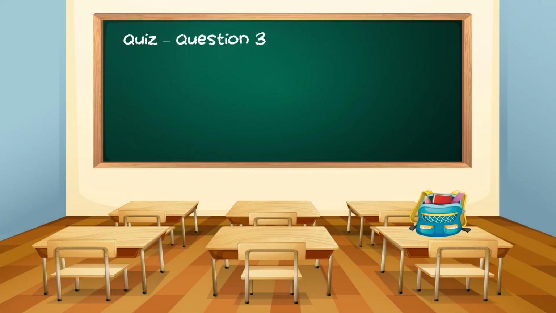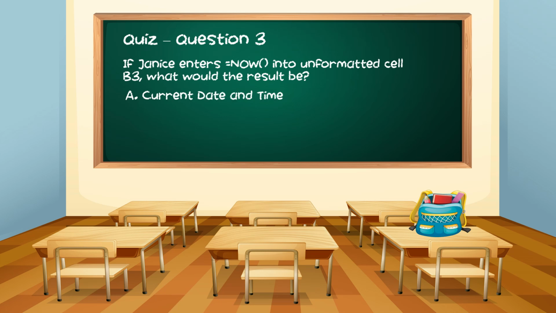Quiz question 3. If Janice enters equals now, open close parentheses into unformatted cell B3, what would the result be? The current date and time, the current date only, or the current time only? Well, it wouldn't be just the current time, and it wouldn't just be the current date. It'd be both the date and the time. Equals today enters just or just displays the current date.